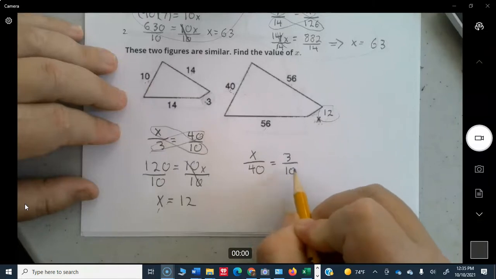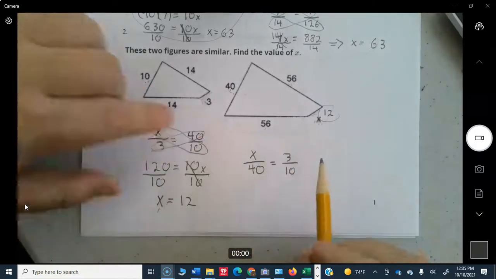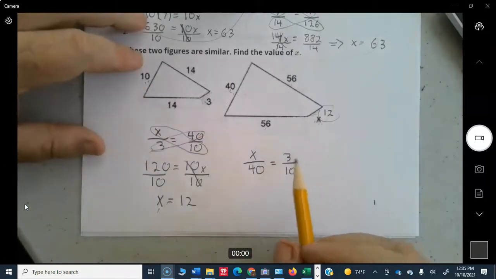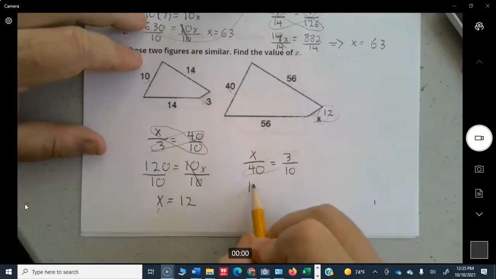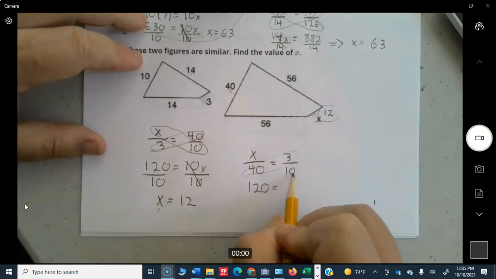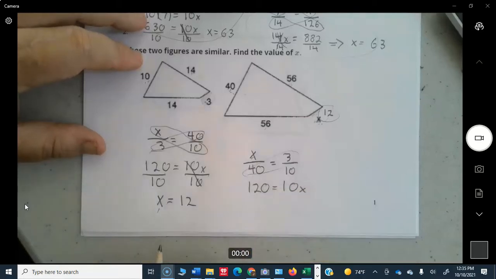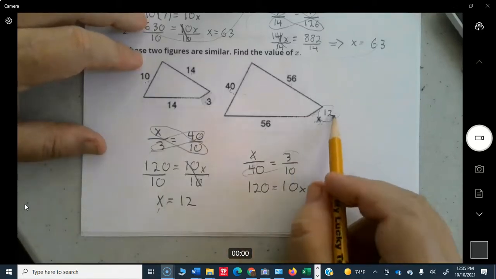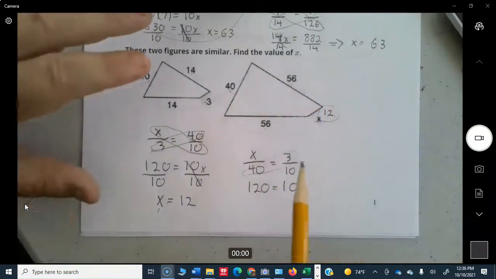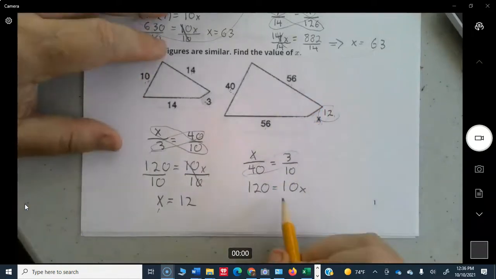So I'm using two sides on the same triangle now, instead of corresponding sides on a different one. Okay, you multiply this, you get 120. And you multiply this and you get 10x, and look at that, you get the same thing you got last time. Now, it didn't have to be. If I had done it with 12 and 56, I would get different numbers, but I'm going to end up with the same answer. That's the important thing.